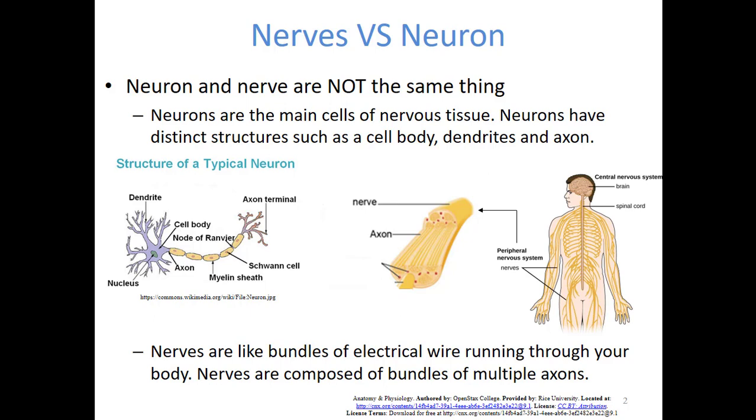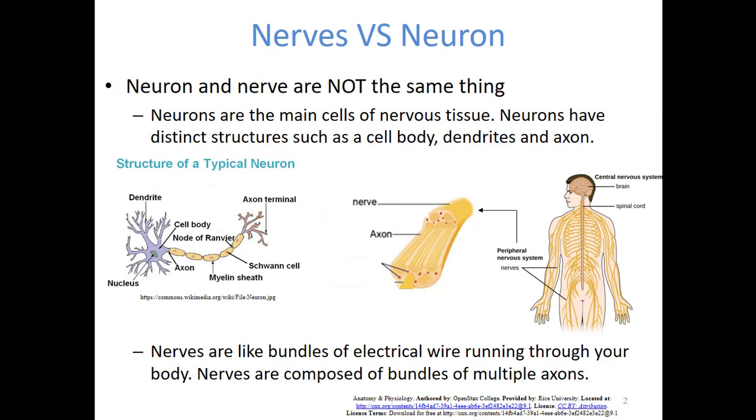Nerves are like the electrical wiring bundles that we find inside of walls and buildings and homes. So your body contains bundles of electrical wiring too, and those are called nerves. The electrical wires inside of a nerve are the axons. So nerves are composed of bundles of axons.